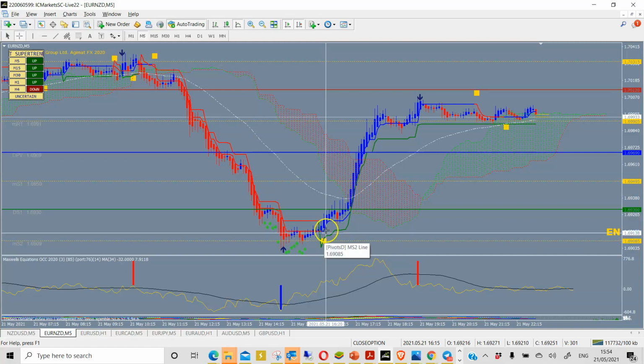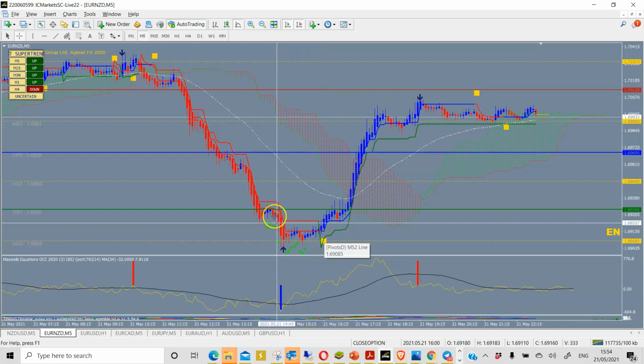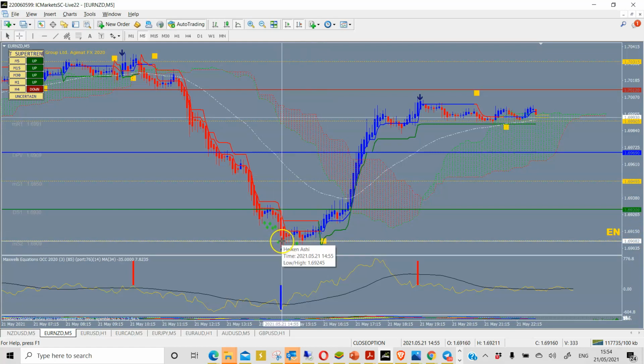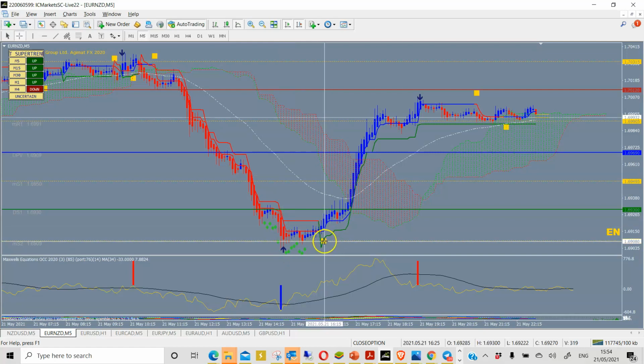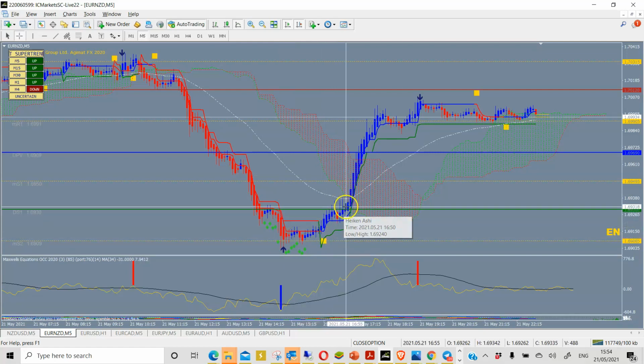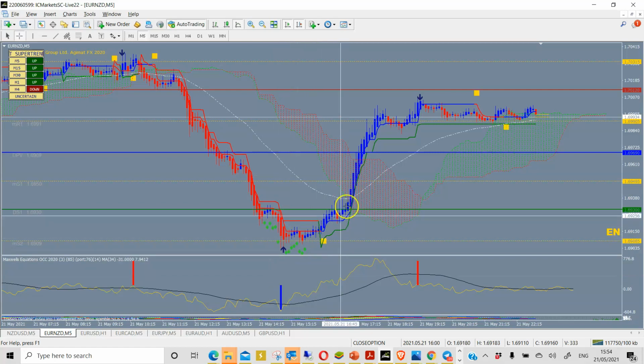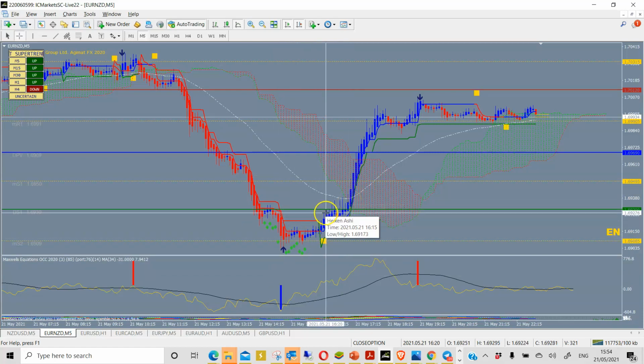Anyway, this is the point I want to mention here. Price broke down to this level, bounced, and it gave me an alert to go long. Now, not all alerts are strong, right? Not all alerts are going to give you that.